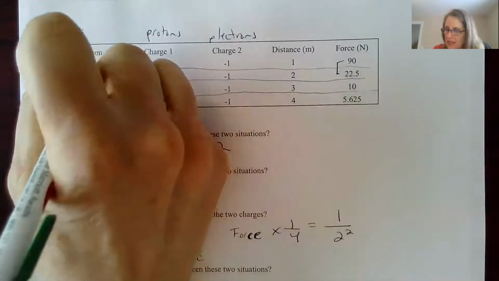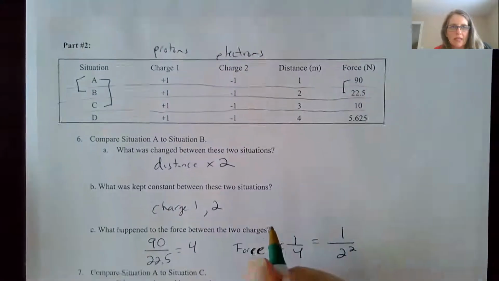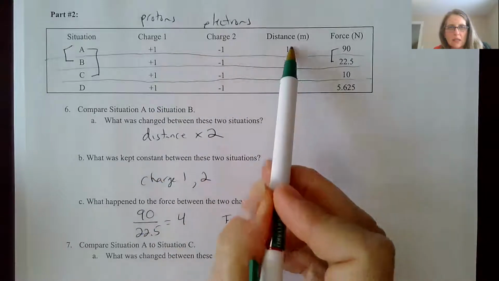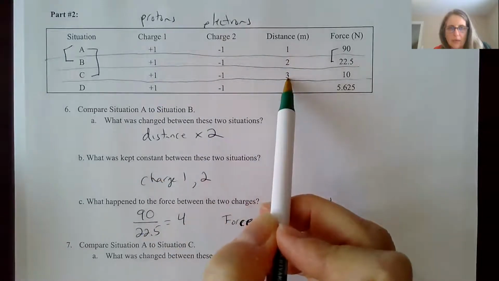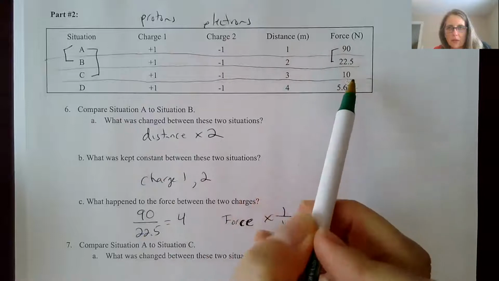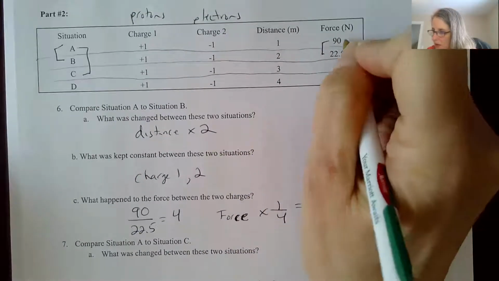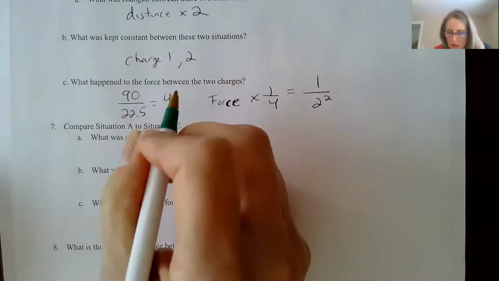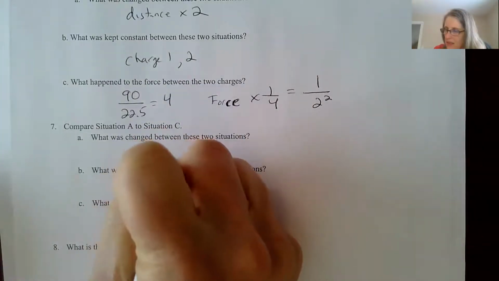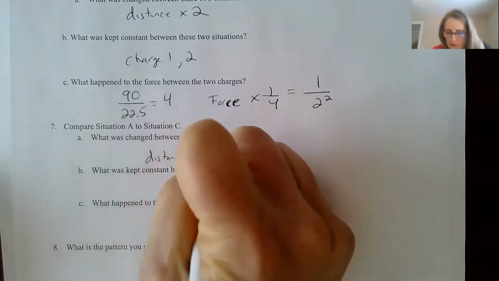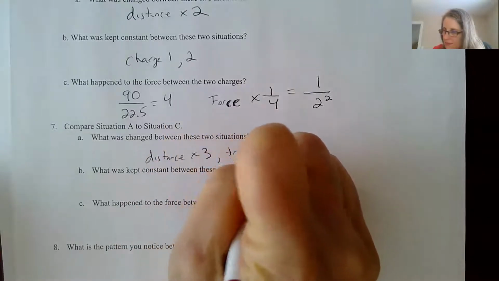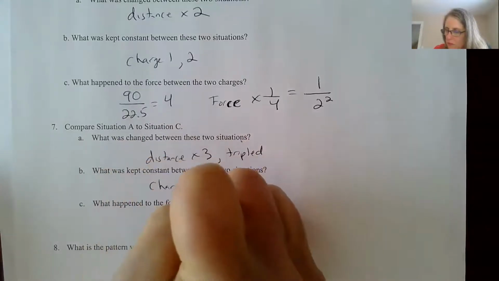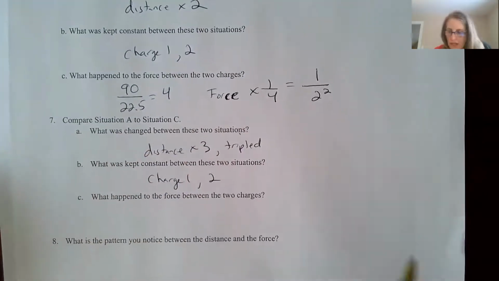So let's look at A and C. Again, charge is staying the same. Distance is going up by a factor of 3. And then I'm looking at my force, which is going from 90 to 10. So what has changed between these two situations? My distance is going up by a factor of 3, or again, you could say tripled. What is constant is charge 1 and charge 2. And what happened to the force?